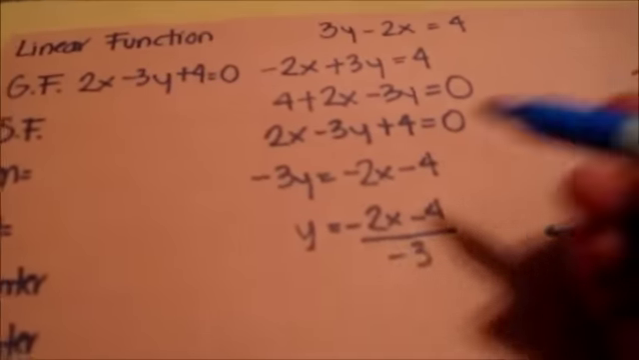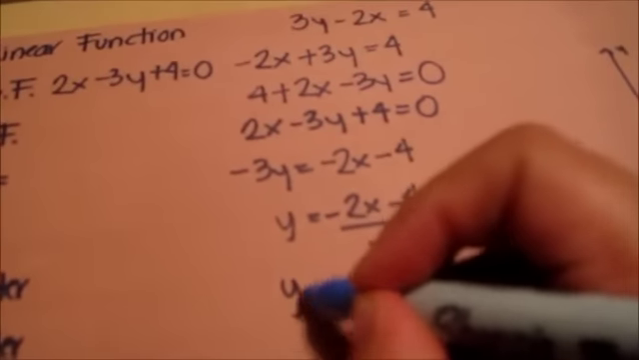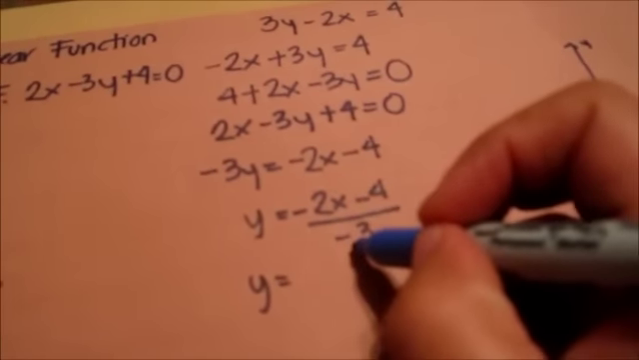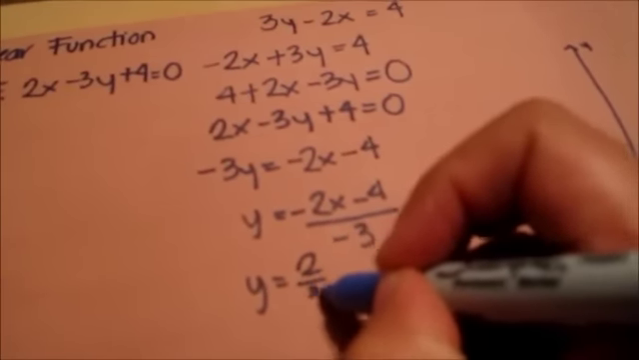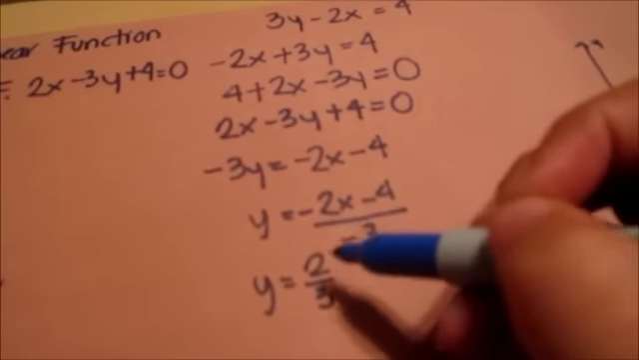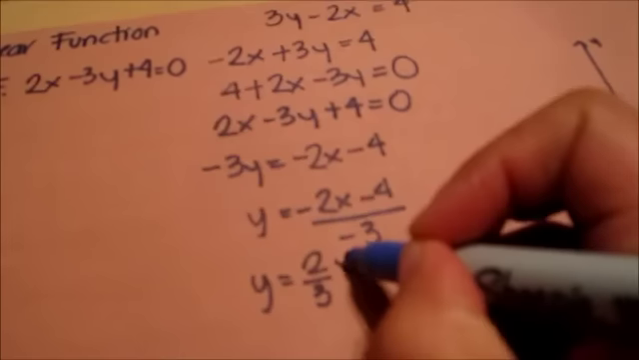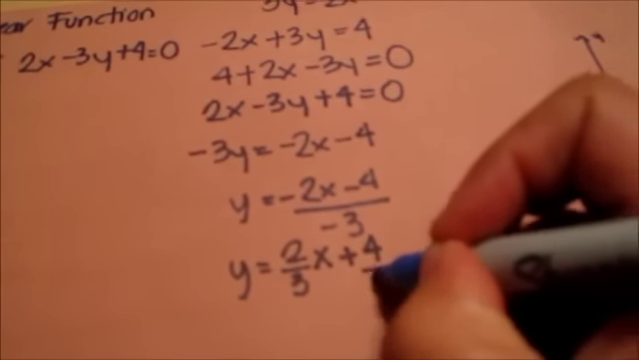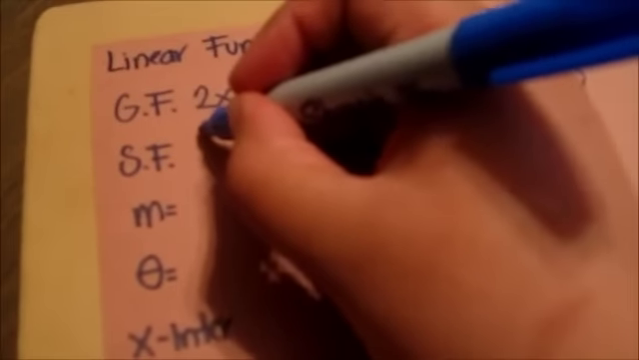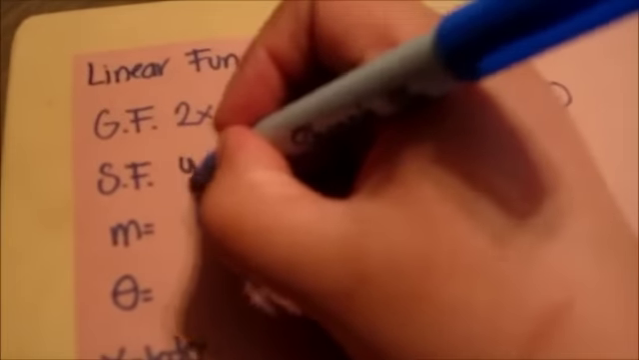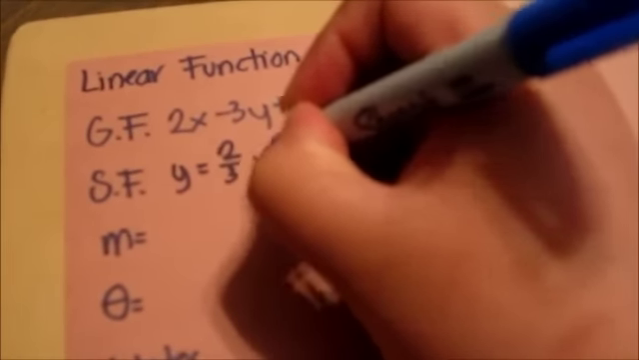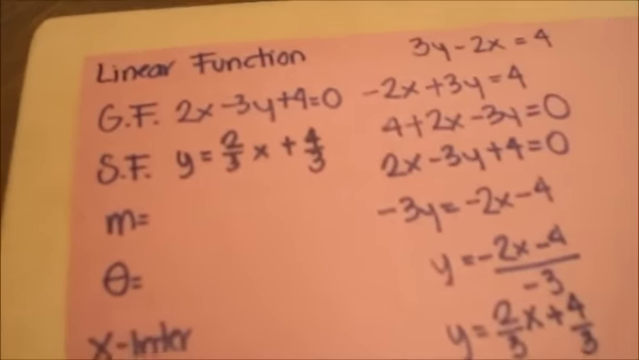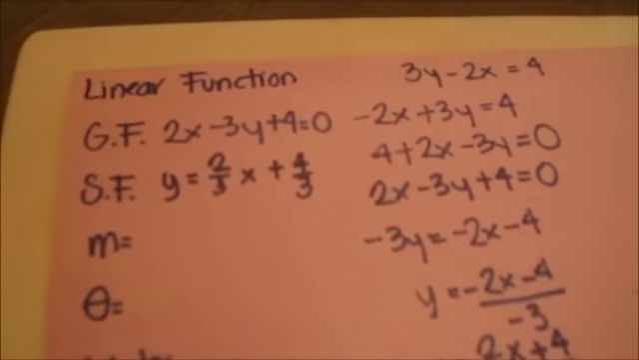But this is not the slope form. You need to have two different terms, so you need to split this fraction. Minus 2 divided by minus 3 is going to be positive 2/3 of x. And minus 4 divided by minus 3 is going to be plus 4/3. And you write it here. This is y equals 2/3 of x plus 4/3.